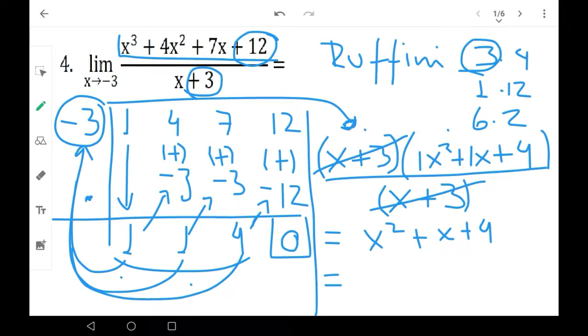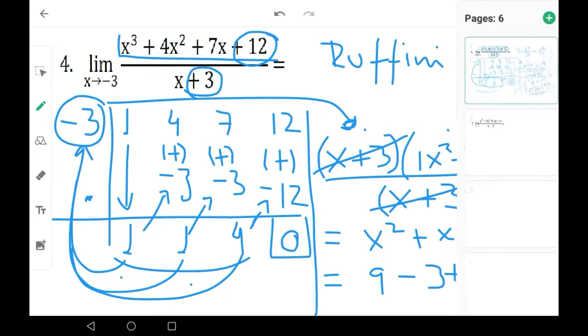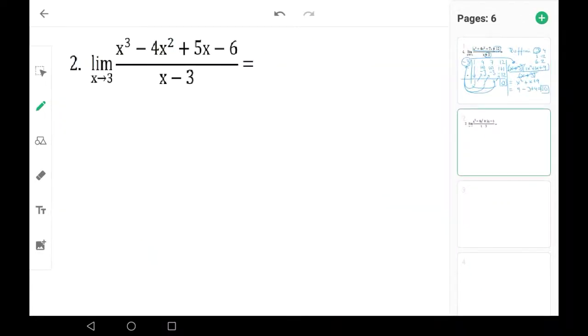And if I do substitution here on this new expression, I will get 9 minus 3 plus 4, and that should give me 10. That is the limit that I will find, guys. Okay, so let's do another example.